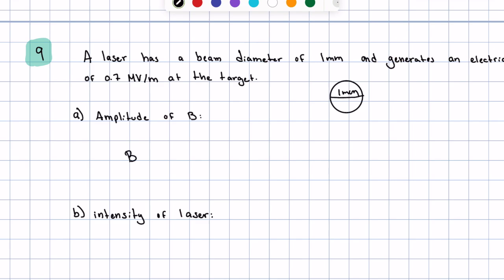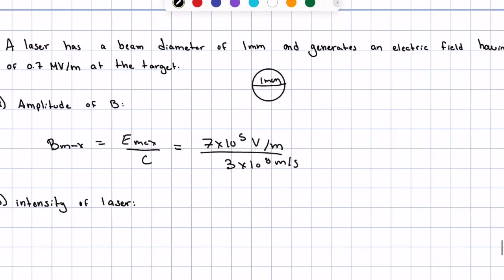So B max is equal to E max divided by the speed of light c, which is just going to be 7 times 10 to the 5 volts per meter divided by 3 times 10 to the 8 meters per second, the speed of light. That's going to give us 2.3 times 10 to the negative 3 Tesla.